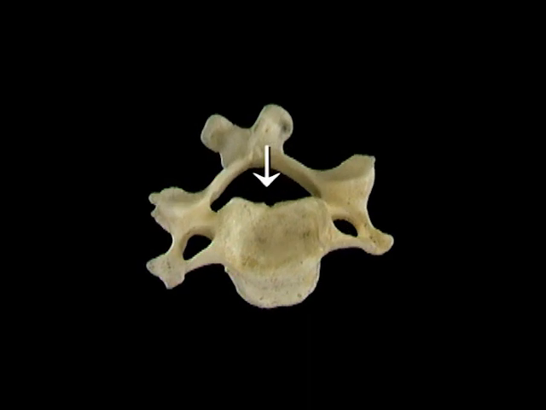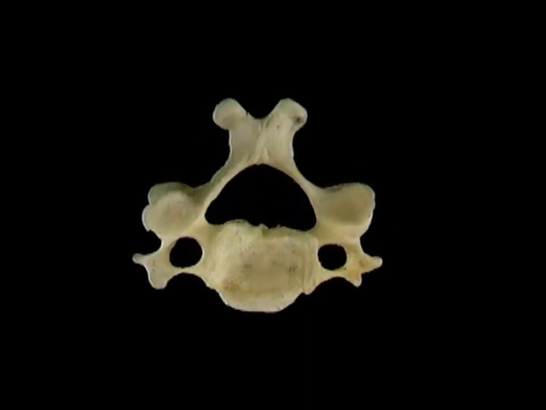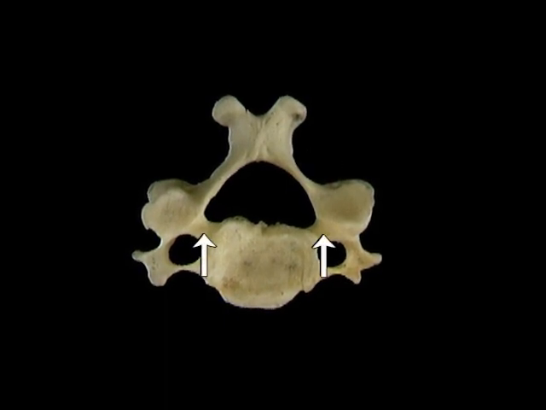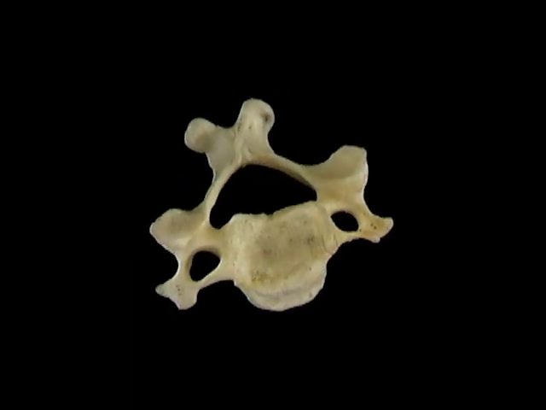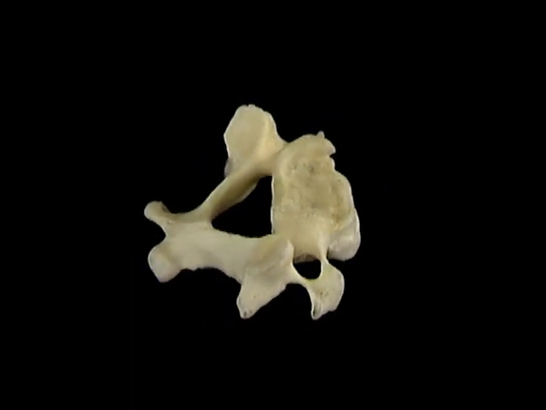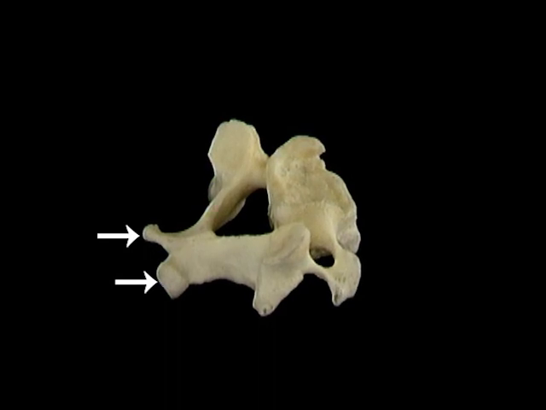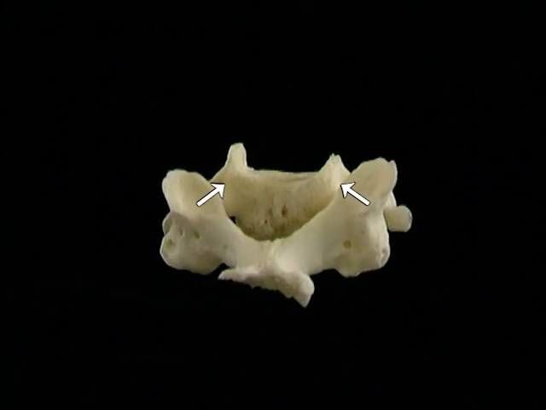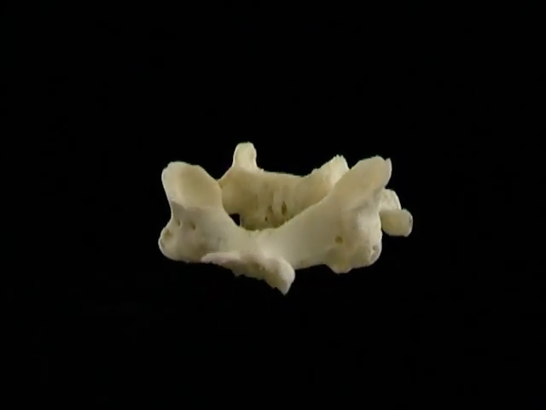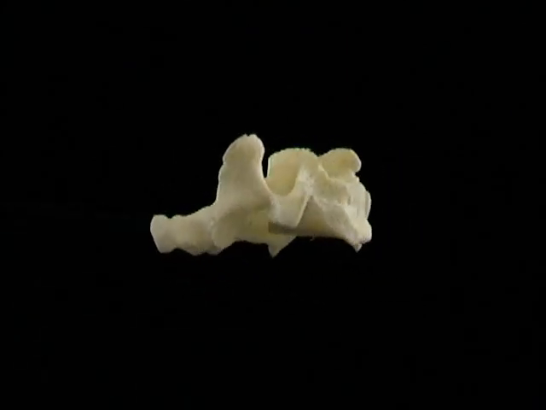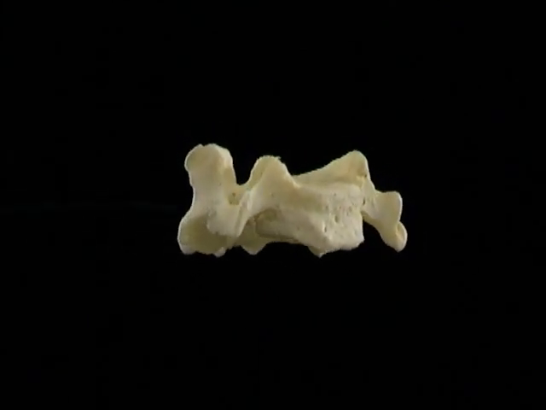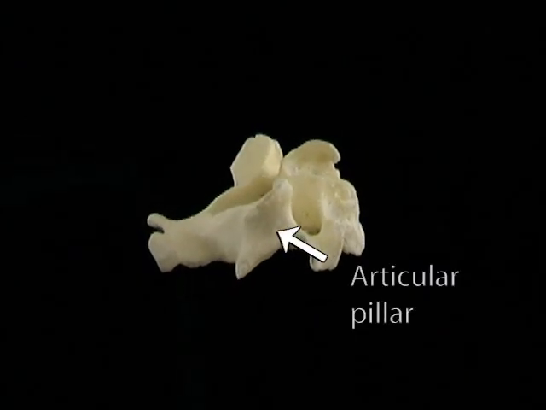The vertebral foramen is large and triangular. The neural arch is formed mainly by the two straight laminae. The pedicles are very short. The spinous process is short and ends in a double point. The upper articular facets face upward and inward. The lower ones face downward and forward. The mass of bone between the articular facets is called the articular pillar.